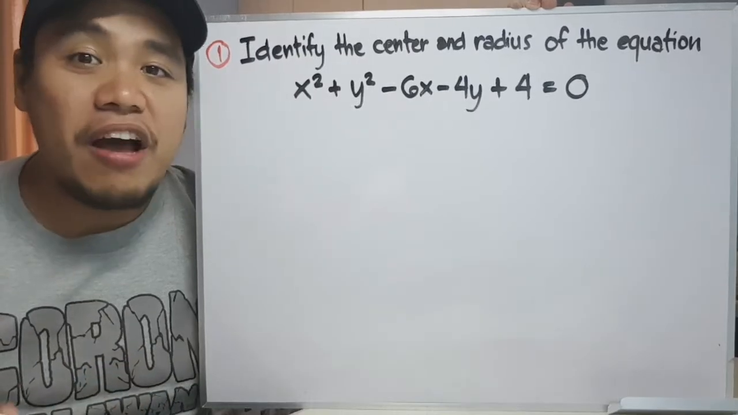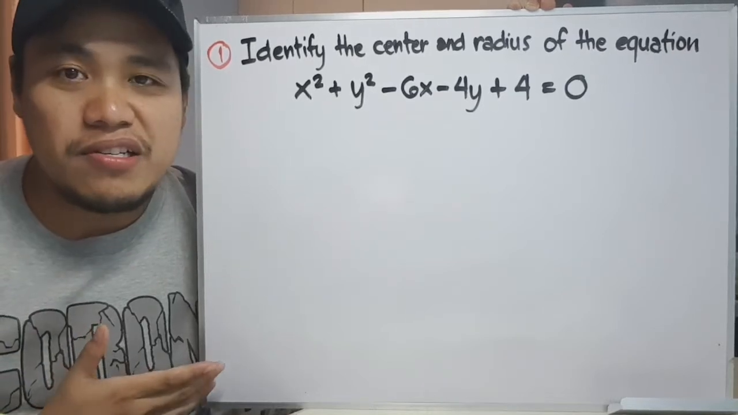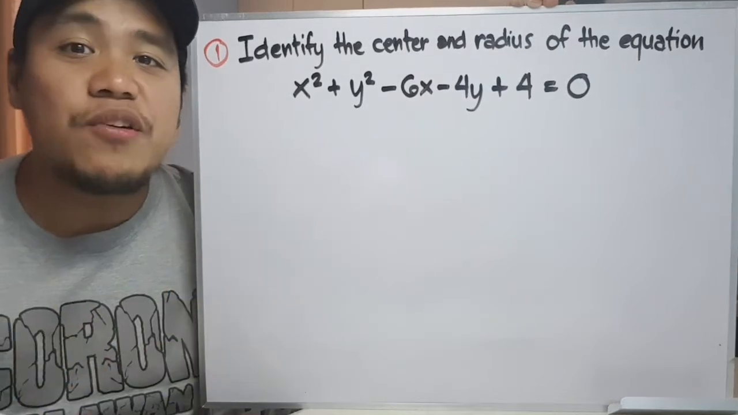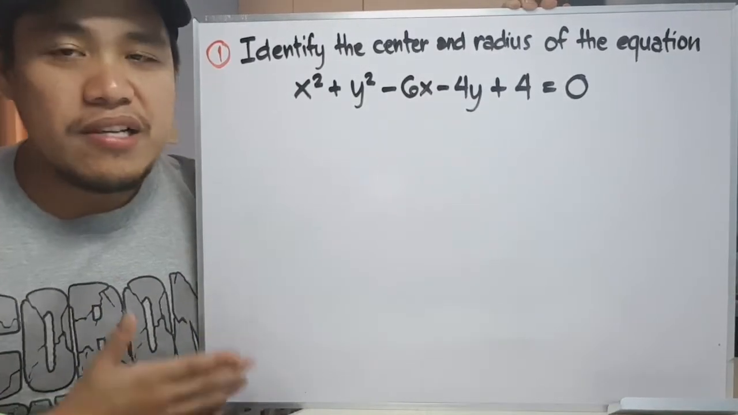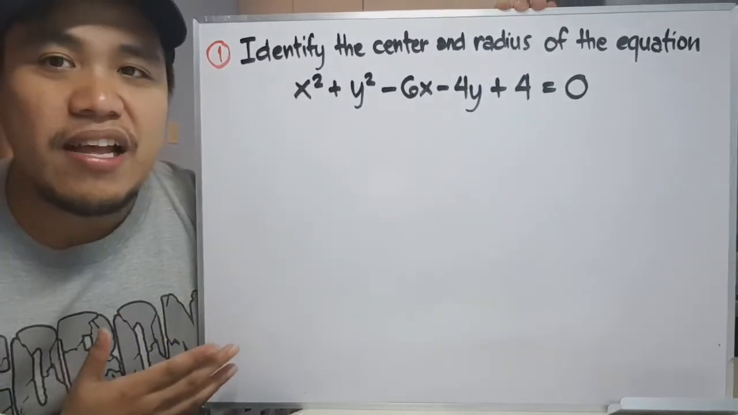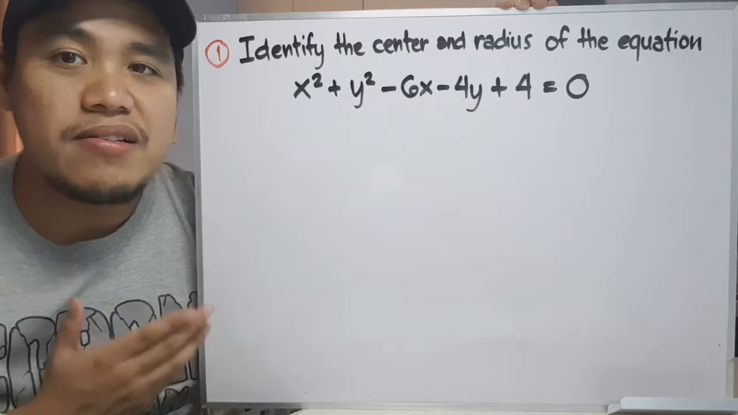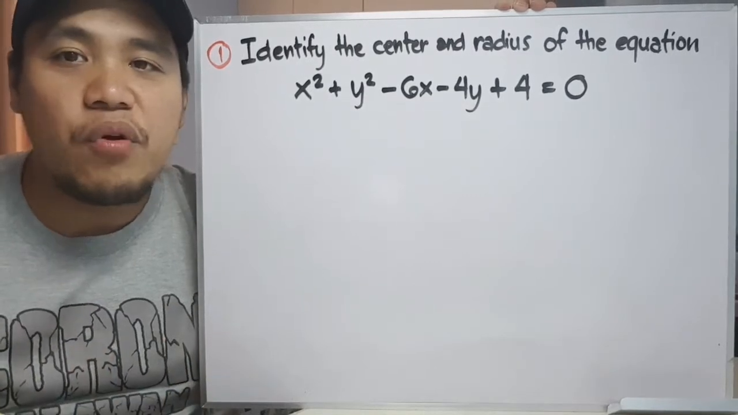So today I'm going to have the part 2 of the tutorial, which is the circles, and this time we are given the equation and we are asked to find the center and the radius. So let's have example number 1. Identify the center and radius of the equation x squared plus y squared minus 6x minus 4y plus 4 equals 0.